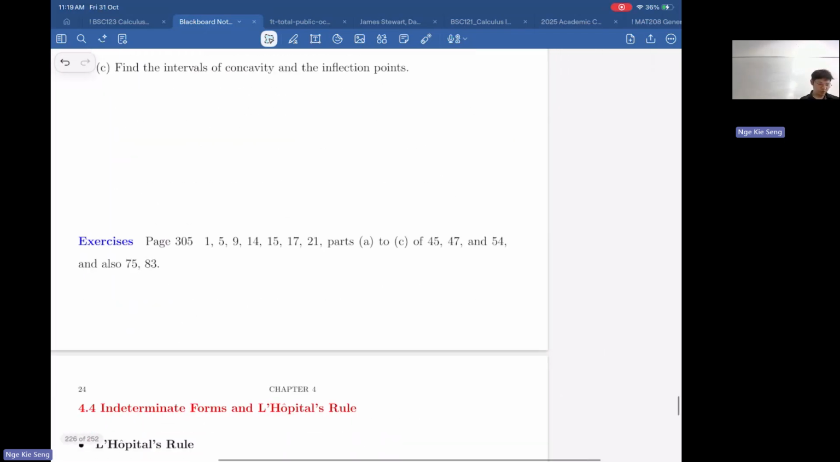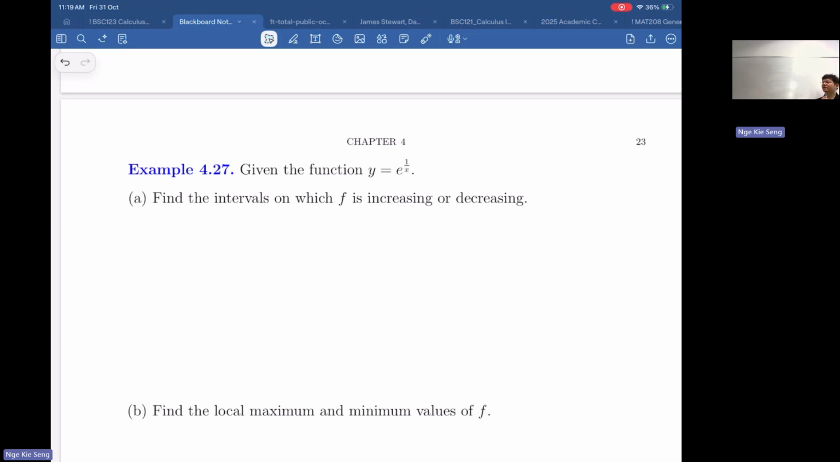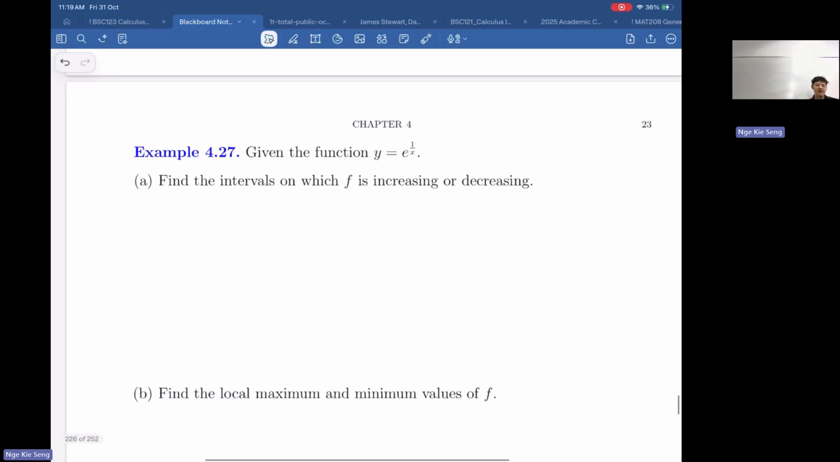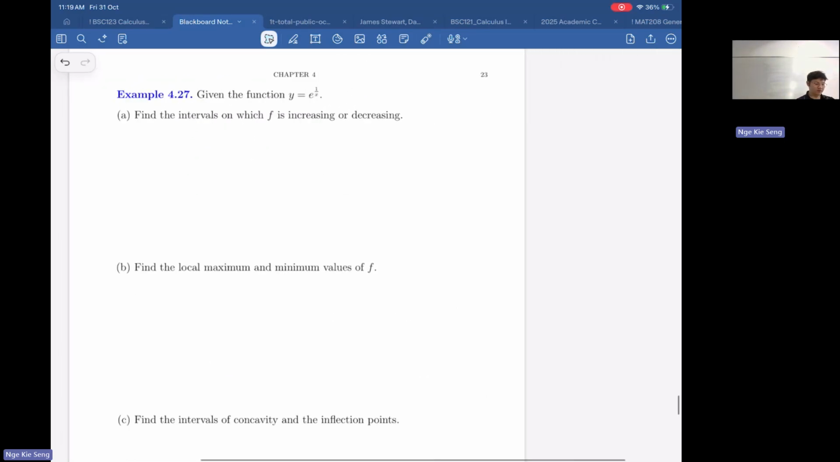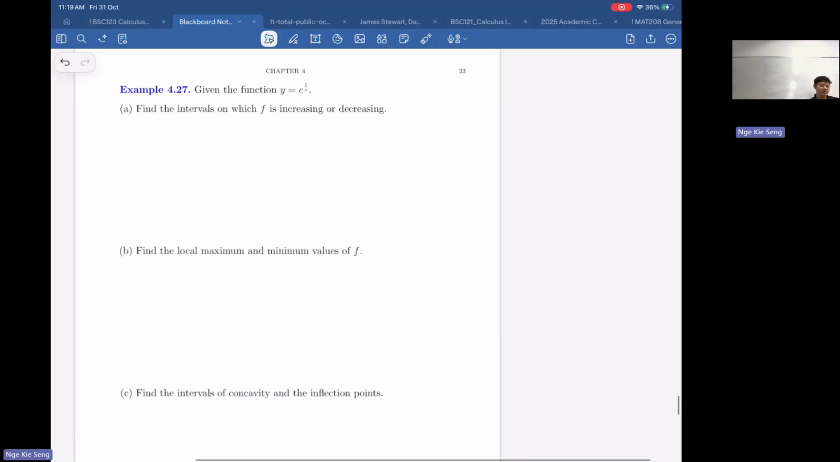But we will try and do 4.27 together. This is kind of fun. Actually, it's a similar question, but we add in a component of increasing and decreasing. If you look at 4.27, there are three tasks here. First task is to find the increasing and decreasing intervals for f. Then B, determine the local maximum and minimum. Lastly, find the intervals where your function is concave upward or downward. Similarly, find all the inflection points.